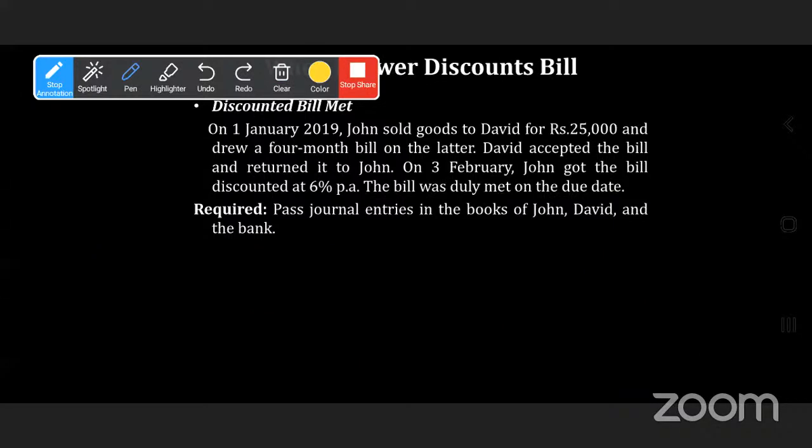January 1st, 2019. Purchase account debit to John account. Okay, very good. Narration: being goods purchased on credit. So on January 1st, on the same day, David accepted the bill and returned it to John. Now, what is the entry you have to pass?